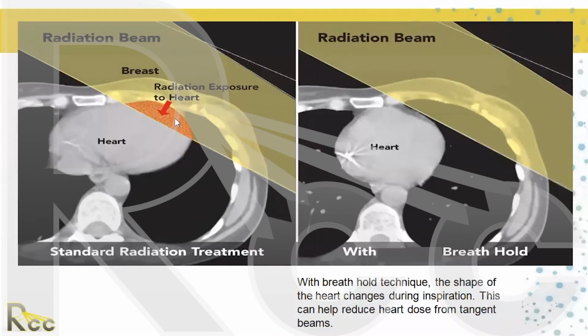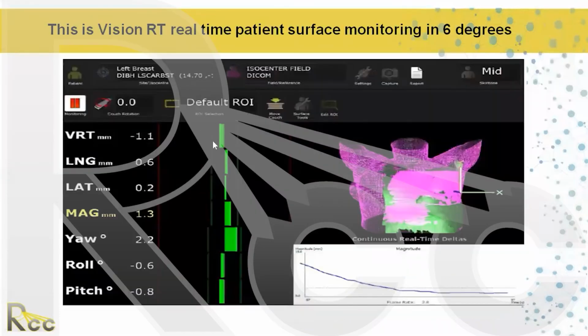What is the advantage of holding her breath? If we are treating her left side, if she takes a deep breath, she fills her lungs with air and the heart moves away from the treatment beam. It's called breath hold. So we say, take a deep breath, hold it. She holds her breath. We watch it on here to make sure it's within the green lines.